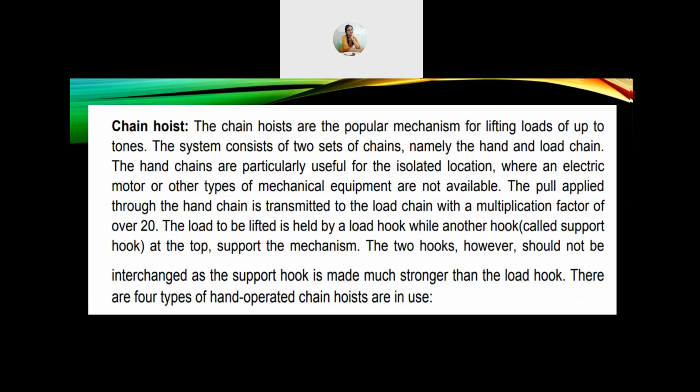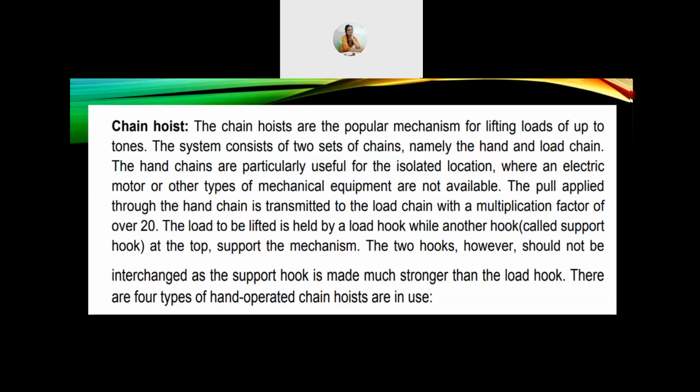Next, chain hoist. Chain hoists are a popular mechanism for lifting loads of up to tons. The system consists of two sets of chains, namely the hand chain and load chain. Hand chains are particularly useful for isolated locations where an electric motor or other types of mechanical equipment are not available. The pull applied to the hand chain is transmitted to the load chain with a multiplication factor of over 20. The load to be lifted is held by a load hook, while another hook, which is called the support hook at the top, supports the mechanism. The two hooks, however, should not be interchanged, as the support hook is made much stronger than the load hook.